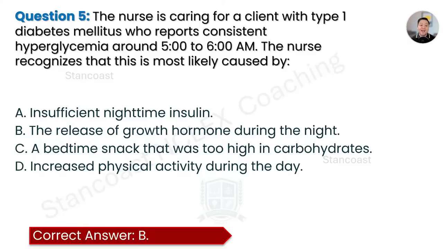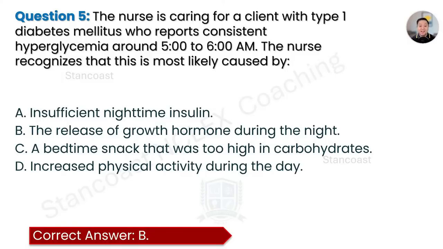This is the most accurate explanation for the client's hyperglycemia. And so letter A is an incorrect option. While insufficient nighttime insulin could lead to hyperglycemia, this is not the most likely cause of early morning hyperglycemia, because the dawn phenomenon is caused by hormonal changes rather than a direct deficiency of insulin.